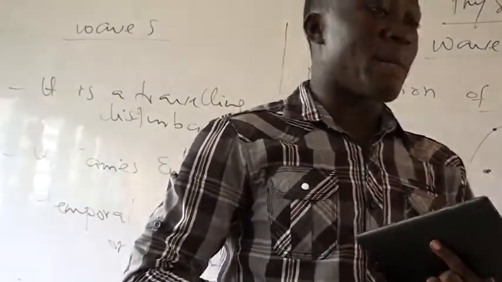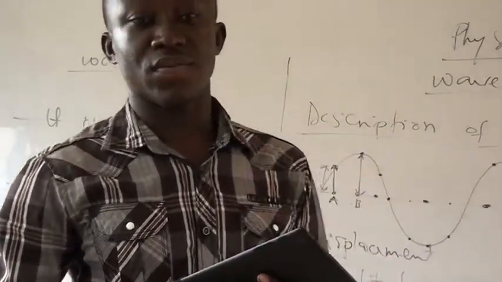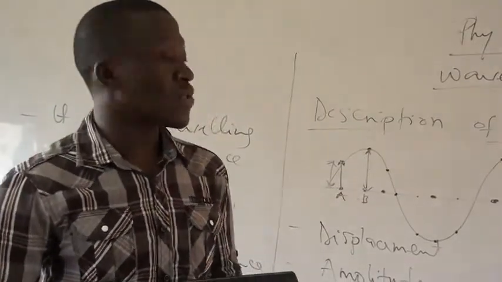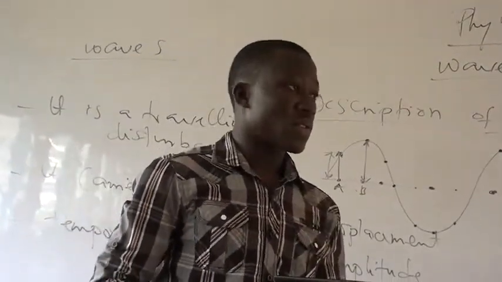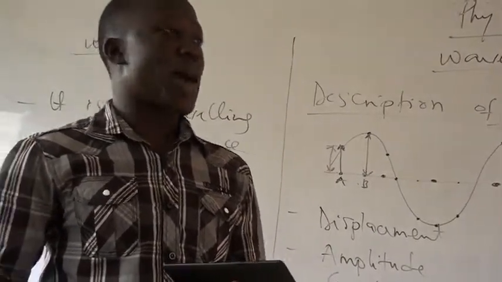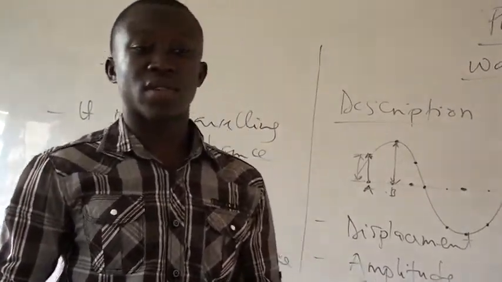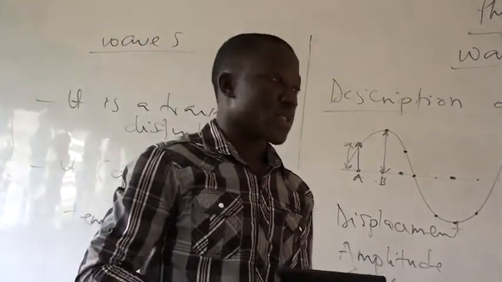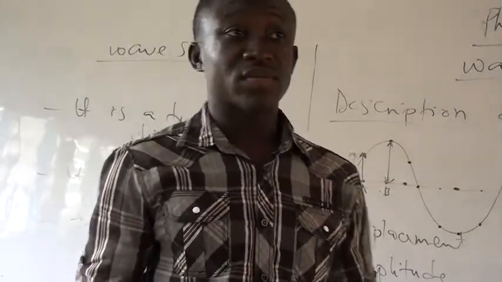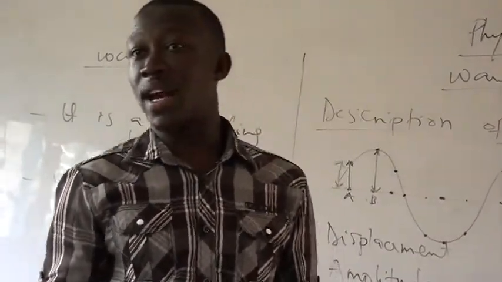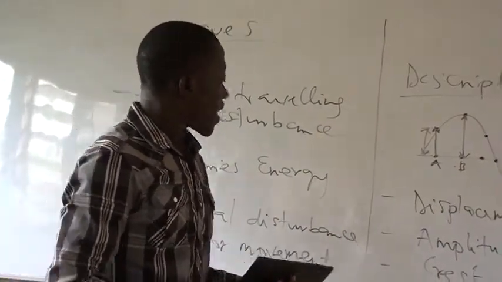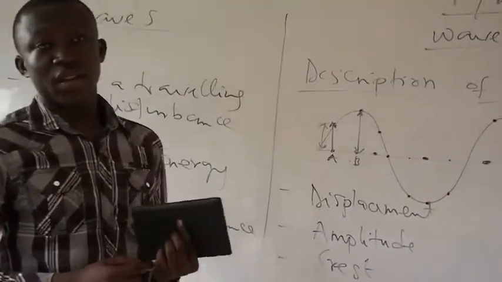Is it clear? So amplitude is the maximum displacement of particles along a wave. Since it is displacement, it has the same unit as displacement, meter. I hope that is clear. Alright, so note that as well. Then to the next thing, the crests.